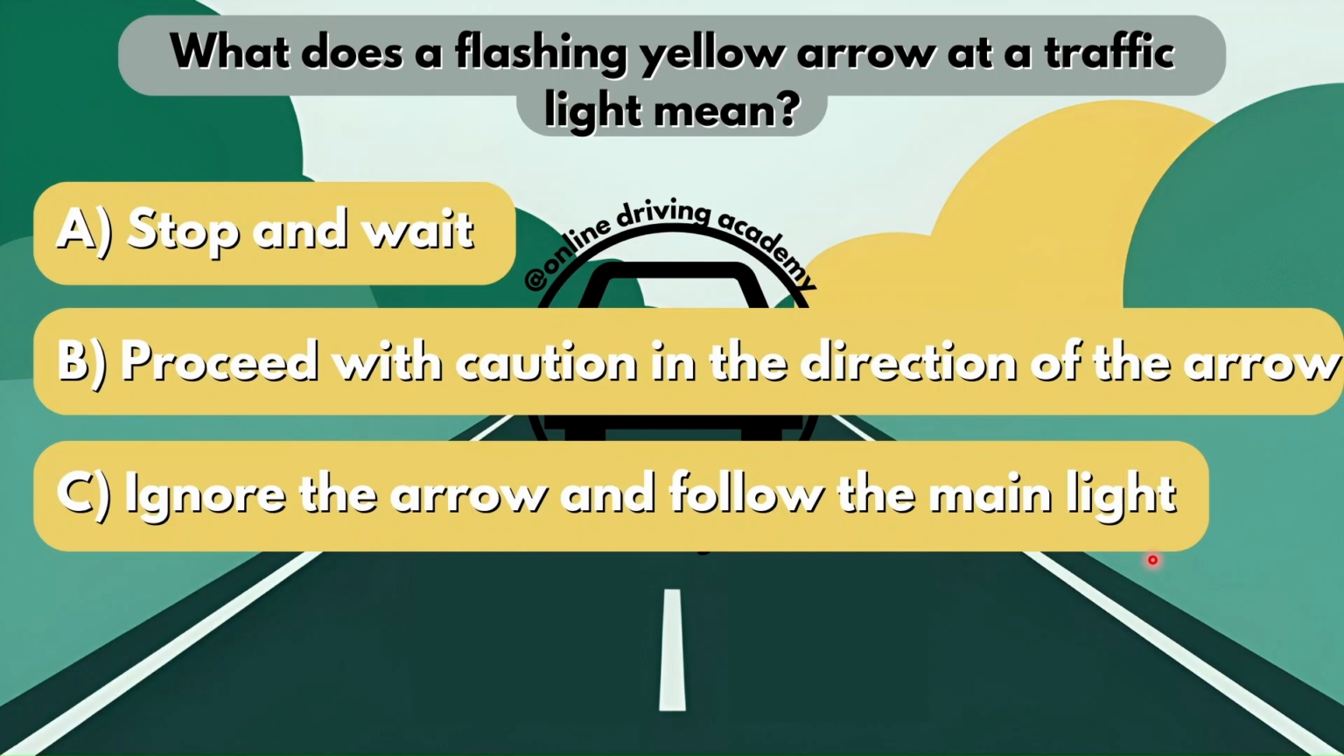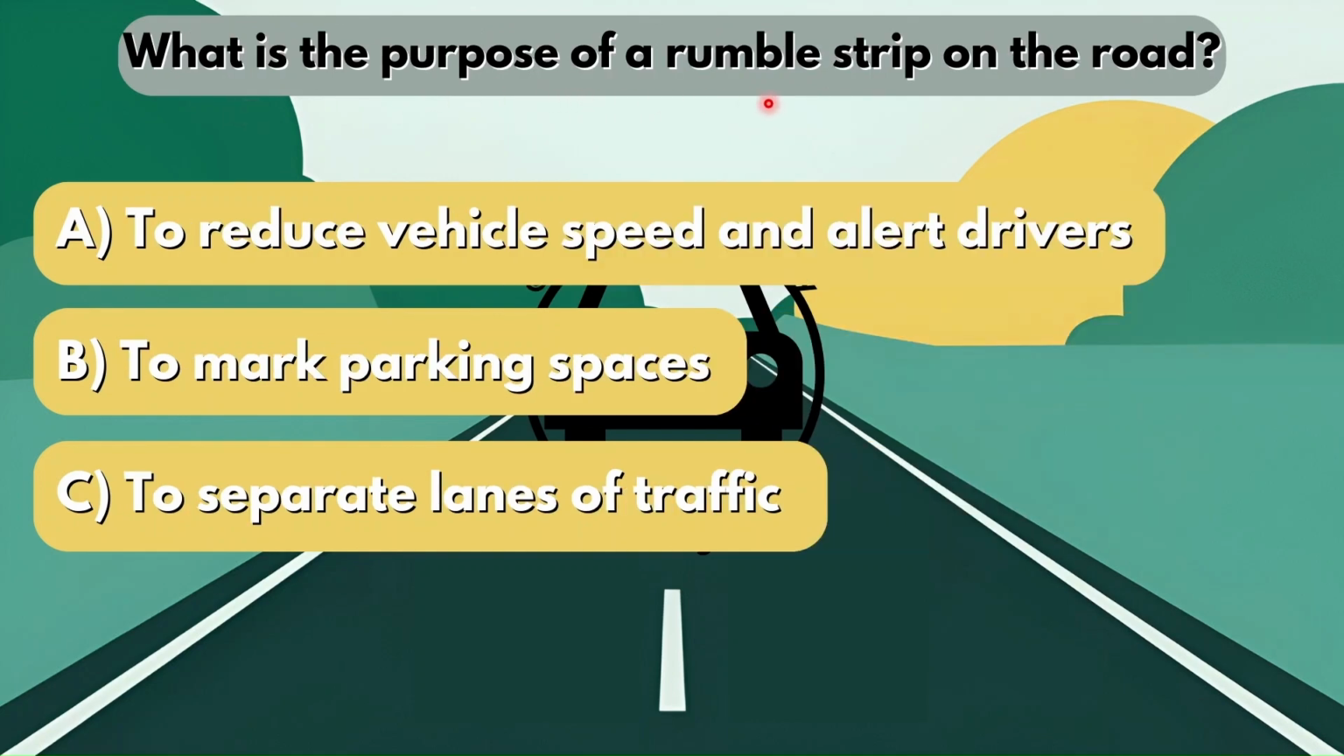Now the correct answer here would be proceed with caution in the direction of the arrow. So what is the purpose of a rumble strip on the road? Is it option A, to reduce vehicle speed and alert drivers? Is it option B, to mark parking spaces? Or is it option C, to separate lanes of traffic?